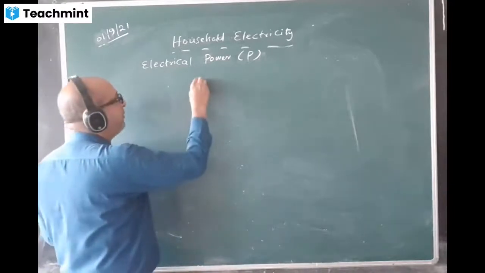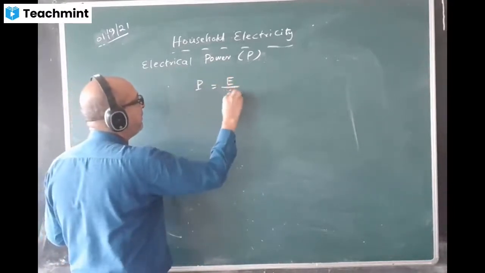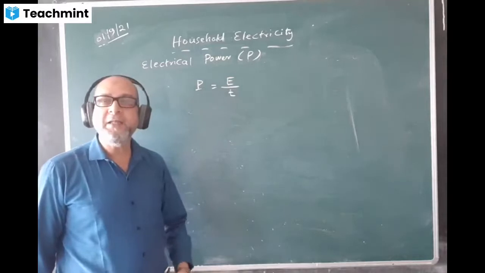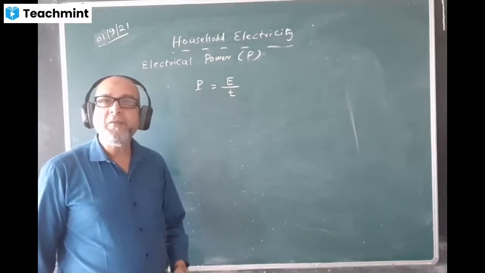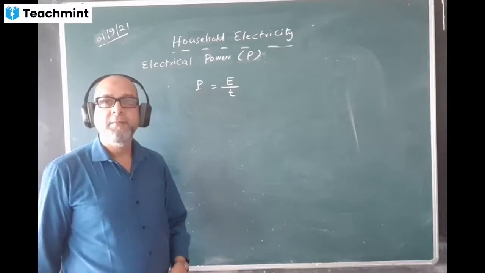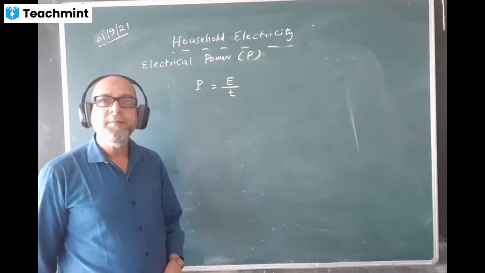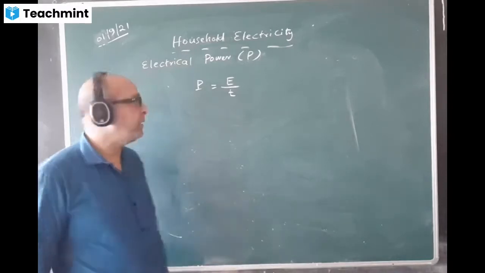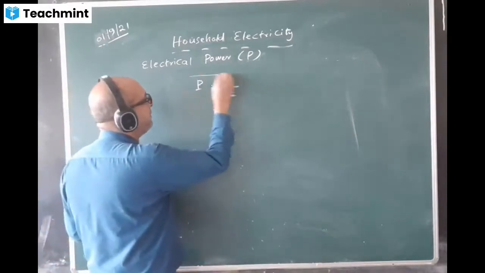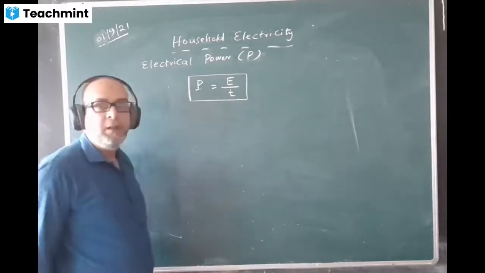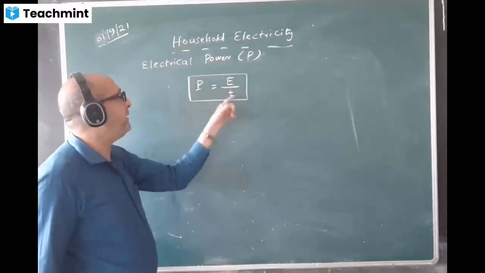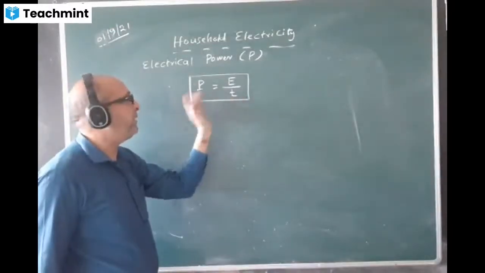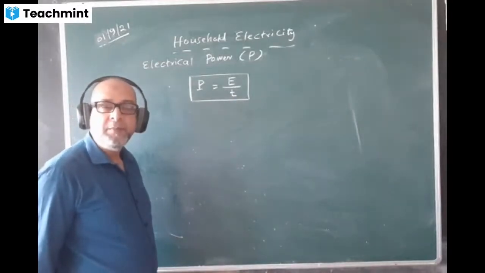Write down the formula of power. Power formula will have energy upon the time. It is the rate of consumption of electrical energy. Clear? Therefore, the power formula is energy by time. This is the formula of electrical power. If there is a need, we can write energy is equal to power into time, cross multiply, P into T. Okay?